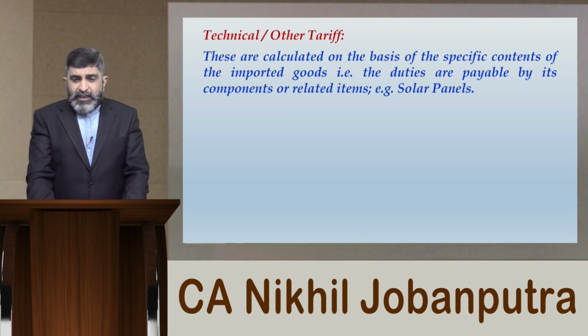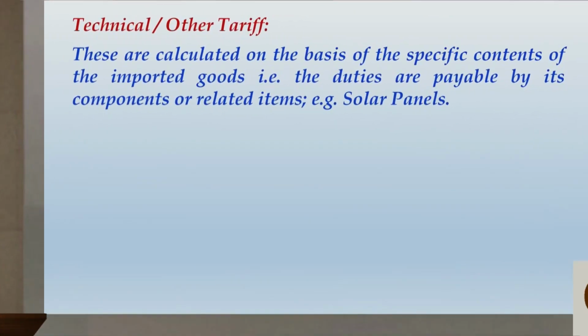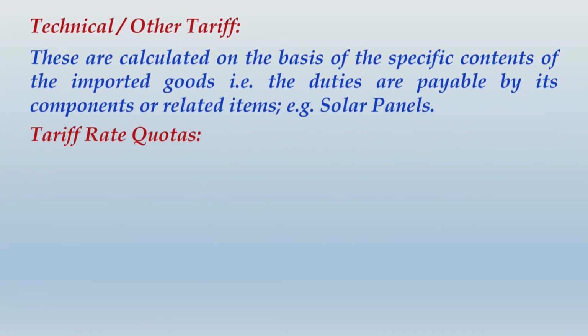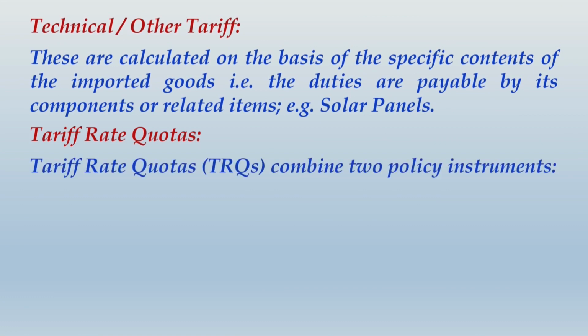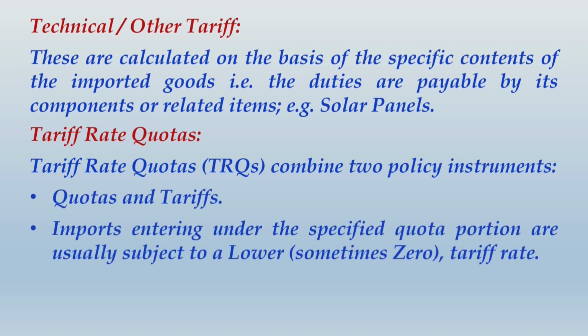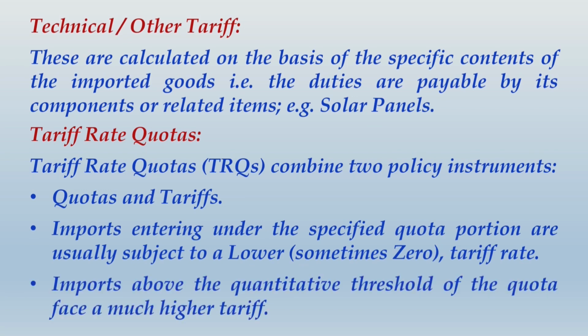Now let me give you the other one in this sequence. So please first understand the other one, that is tariff rate quotas. Tariff rate quotas, that is TRQs, combine two policy instruments, that is quotas and tariffs. Imports entering under the specified quota, that is quota portion, are usually subject to a lower or sometimes zero tariff rate, and imports above the quantitative threshold of the quota face a much higher tariff. Now this could be yet another way to control the imports.